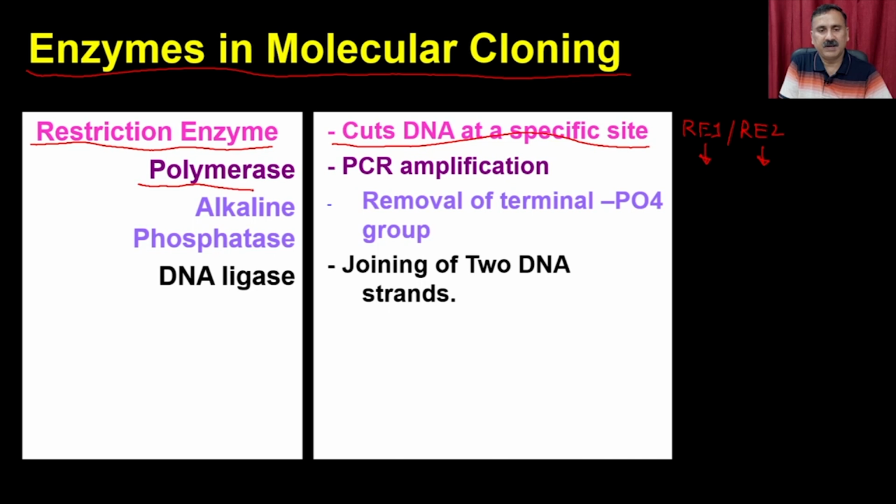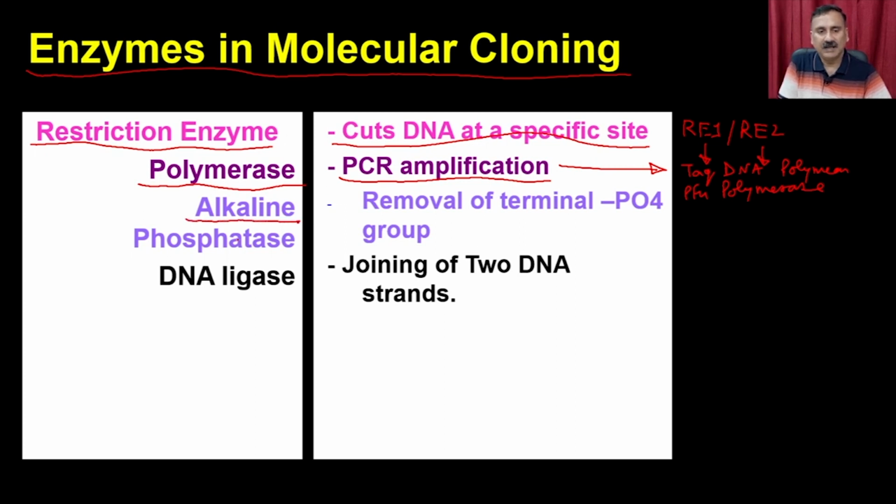Then you can also use the polymerase. Polymerase is going to be used for PCR amplifications. If you recall, when we were discussing PCR, we talked about Taq DNA polymerase, and we also discussed Pfu polymerase, which we are going to use for amplifying the gene fragments.